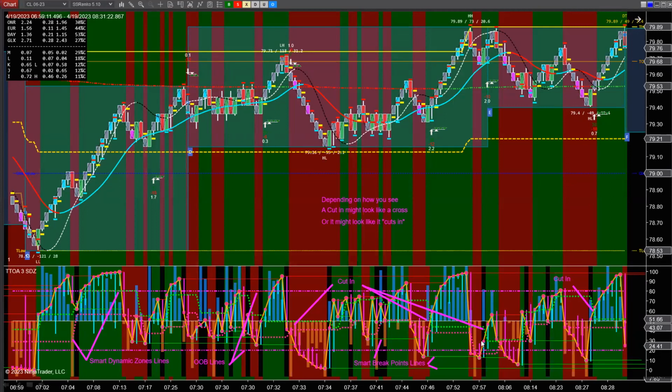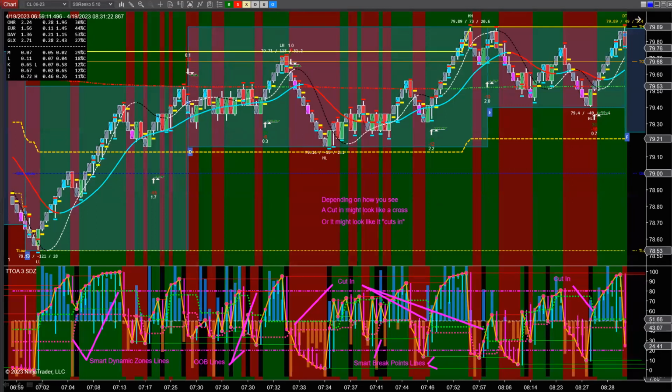Here's another one. Trapped Trader Oscillator is going up. Smart Dynamic Zones is going down. Now here's another one going up. Smart Dynamic Zones is going down. Now I marked some of these on trade markers.